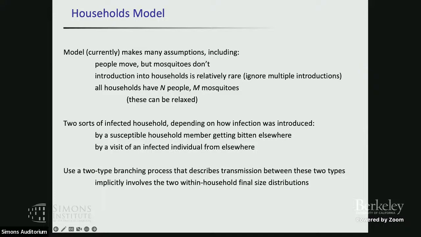So as I say, we have two sorts of infected household, and then use a two-type branching process that describes transmission and looks at the number of houses of each type that are caused by a house of a given type. This approach implicitly involves looking at the final size distributions within the two sorts of household.